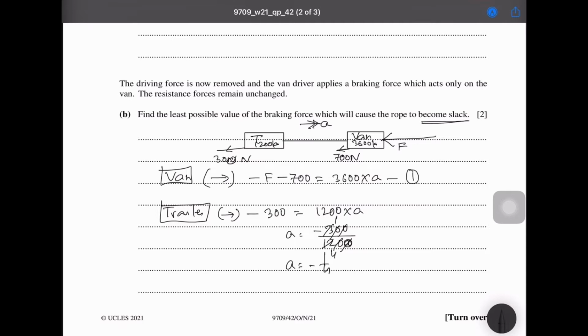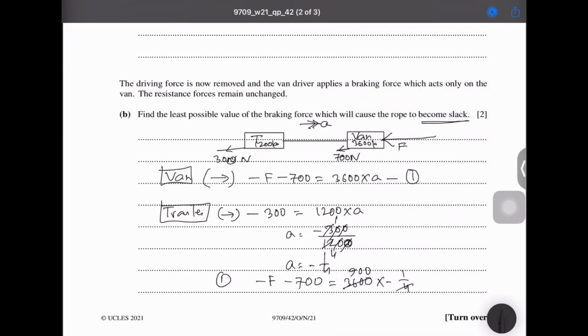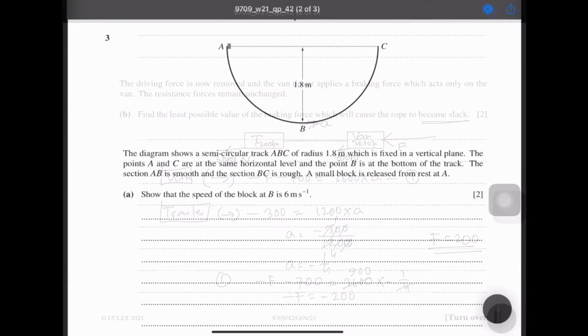Let me use these values in equation number 1 to find the value of F, into minus 1 by 4. Let me simplify. It will be 900, then minus 900 plus 700 equals minus 200. So minus F equals minus 200. So our answer F will be 200. This is the final answer.